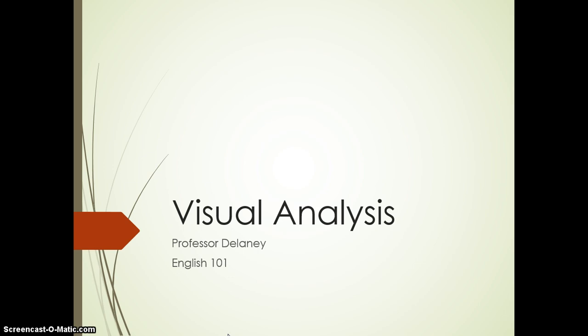Visual analysis will really help you out as you're writing your second essay on business and the environment. What we're going to do today is give you some vocabulary so that when you're looking at images for your essay, you know how to talk about them. We're going to look at two main areas for visual analysis, and that's layout and the use of color.